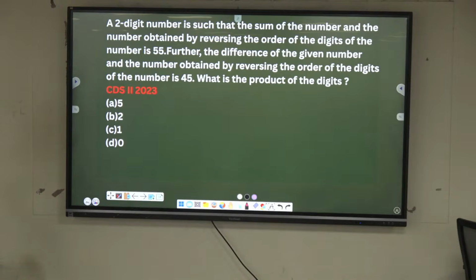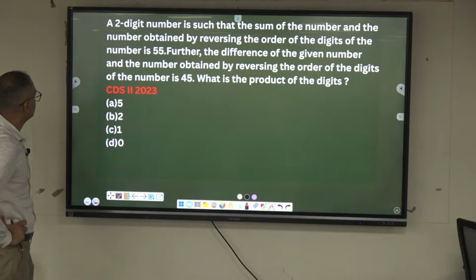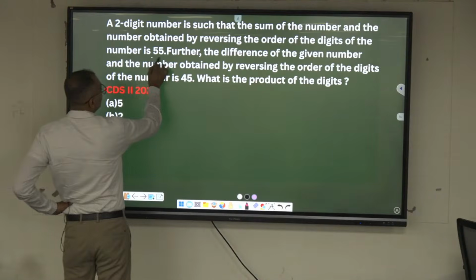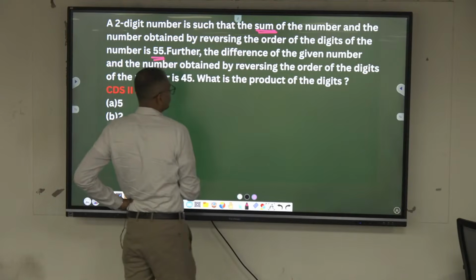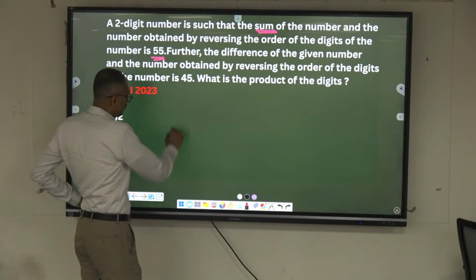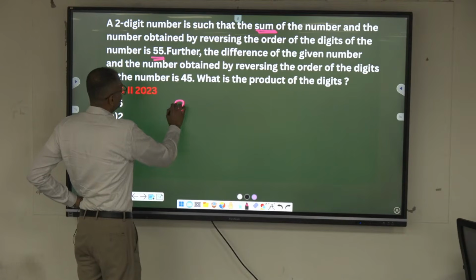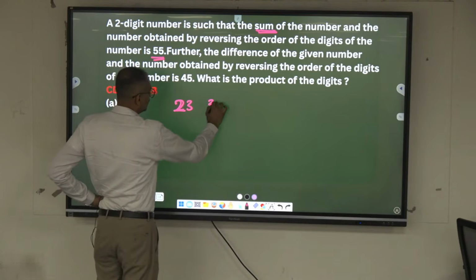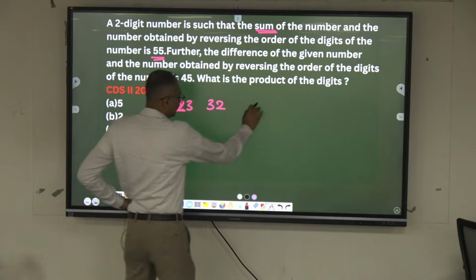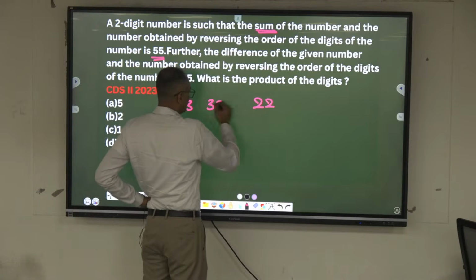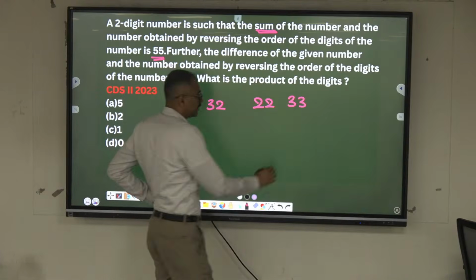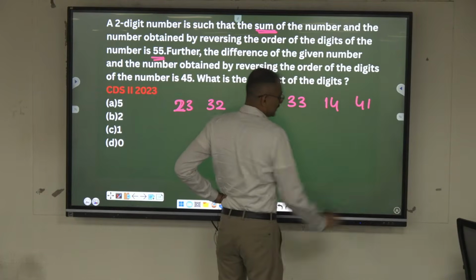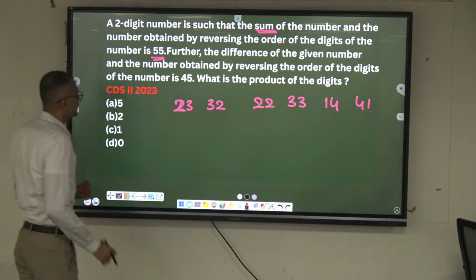A 2-digit number is such that sum of the number and the number obtained by reversing the order of the digits of this number is 55. What he says, sum has to be 55. 23 and 32. Okay, what else? 22, 33 possible? 14 and 41. Possible case. Okay, these are the possible cases.